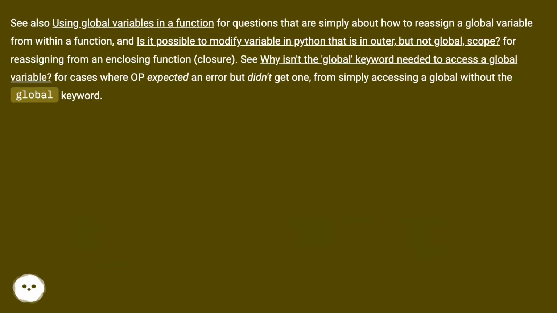See also "Using global variables in a function" for questions that are simply about how to reassign a global variable from within a function, and "Is it possible to modify a variable in Python that is in an outer but not global scope?" for reassigning from an enclosing function closure. See "Why isn't the global keyword needed to access a global variable?" for cases where the OP expected an error but didn't get one, from simply accessing a global without the global keyword.